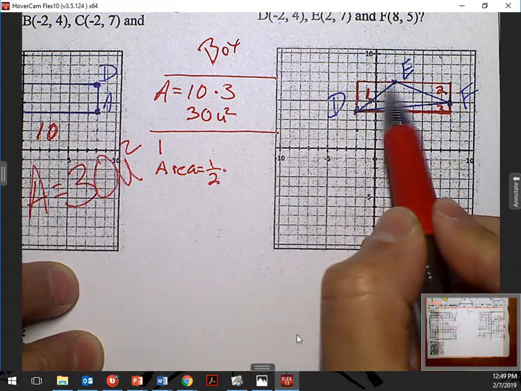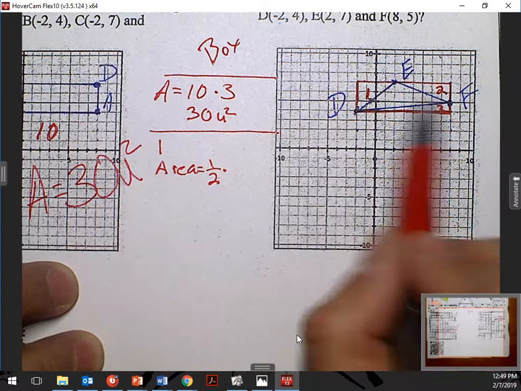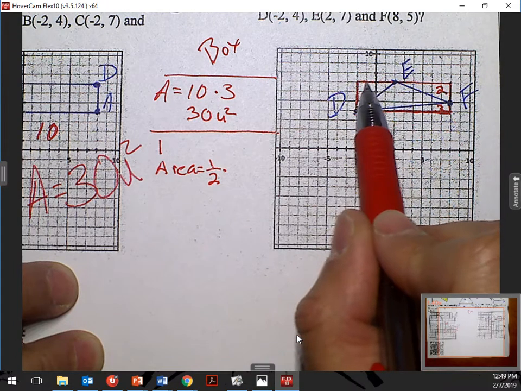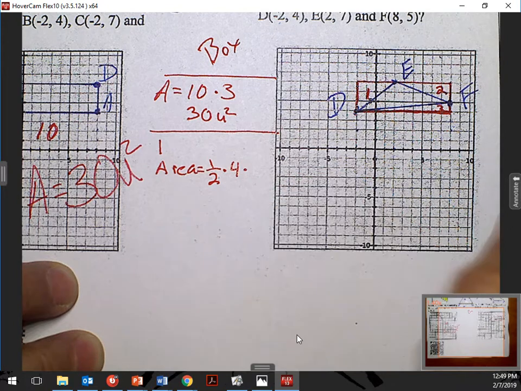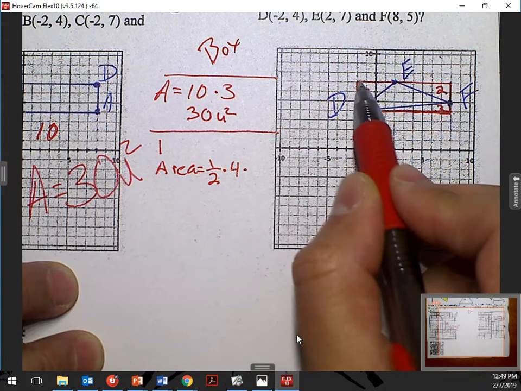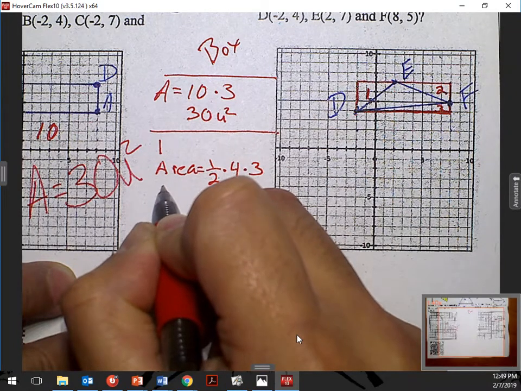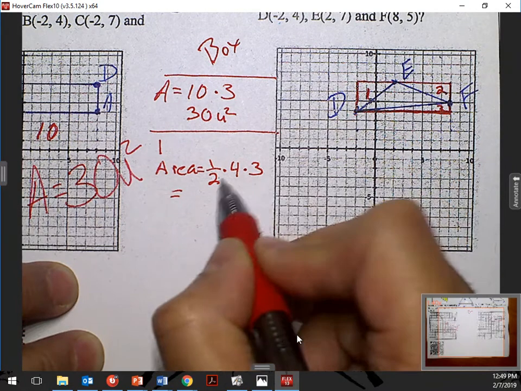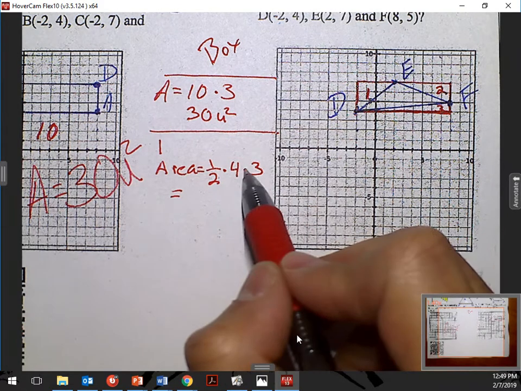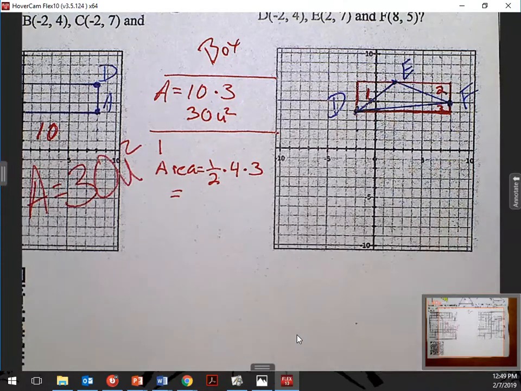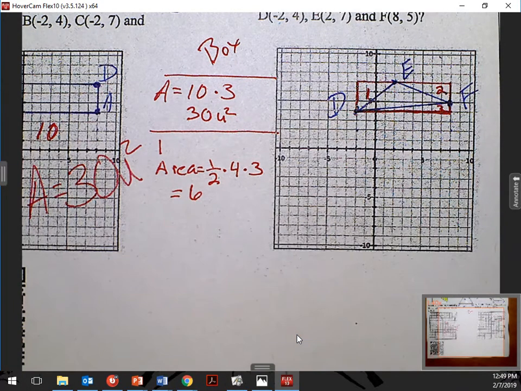What's the base of this triangle for 1? How far left and right does it go? Just from here to here, right? 1, 2, 3, 4. So it's 4 times, what is the height? 3. So my area for this one's going to be 6, right? What's half of 4? 2. 2 times 3 is 6. So you guys have half in that number? Okay, so there's going to be 6. Okay, so there's 1.